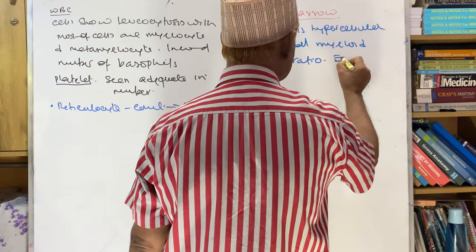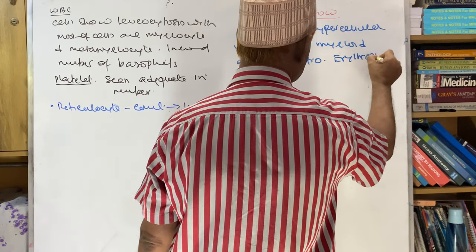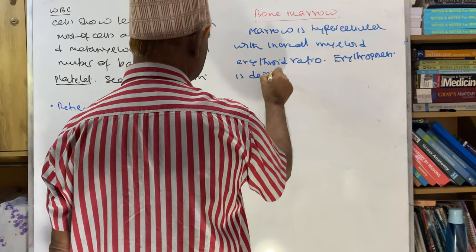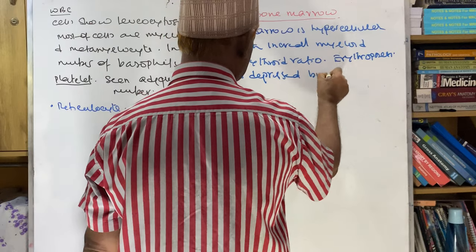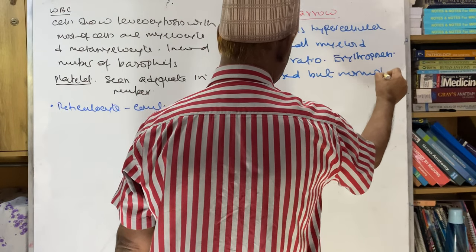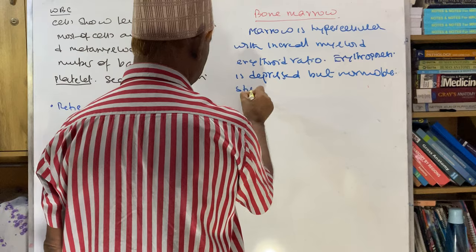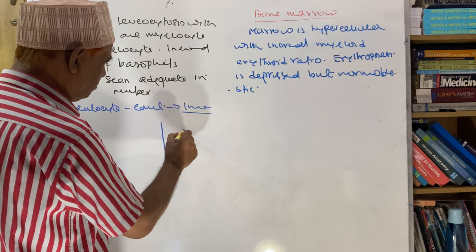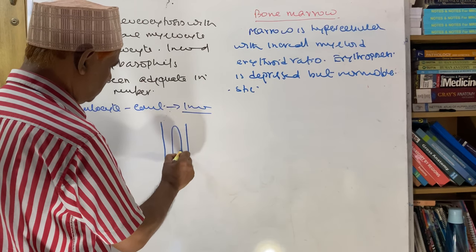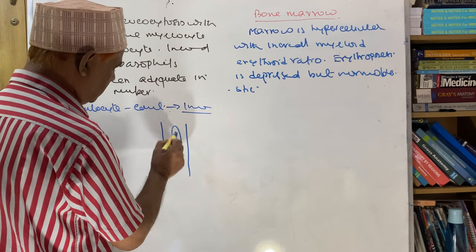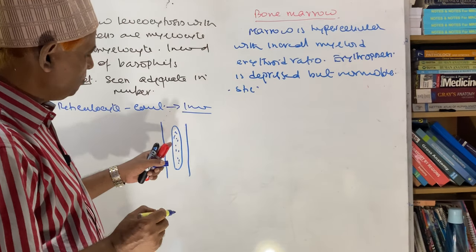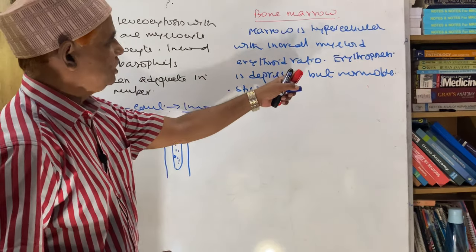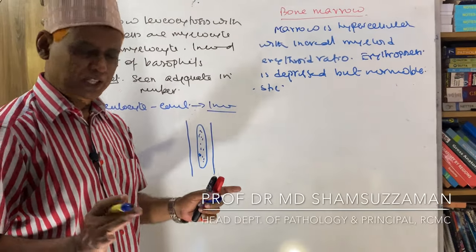Then erythropoiesis is depressed but normoblastic. Dear audience, you know if this is bone and this is the medullary cavity containing bone marrow, as it is a leukemia of the myeloid series, the RBC series or erythropoiesis is depressed. So erythropoiesis is depressed but it is normoblastic.